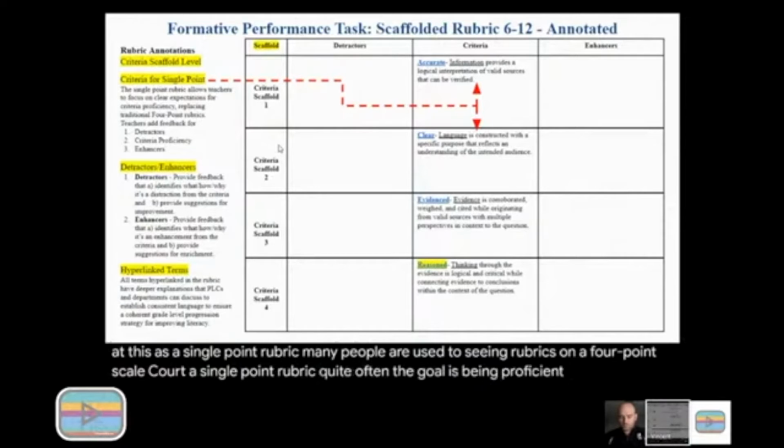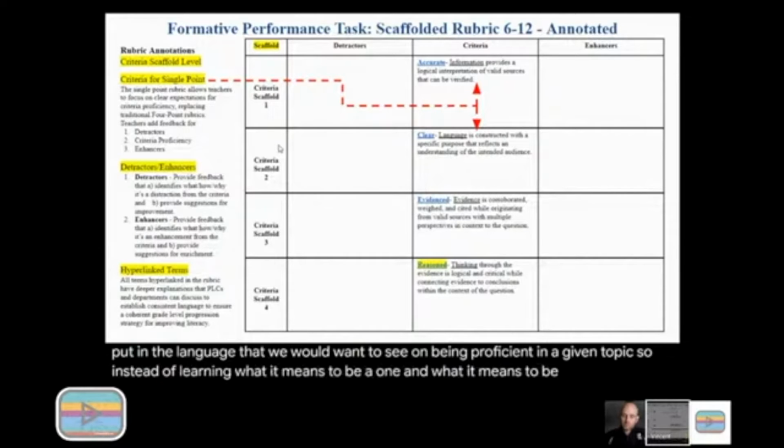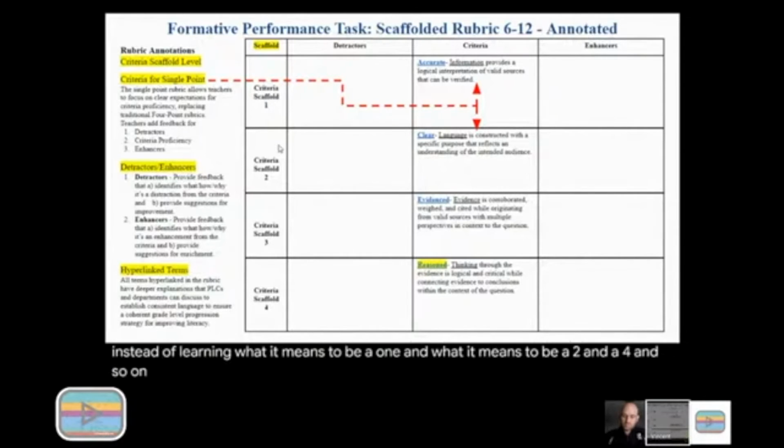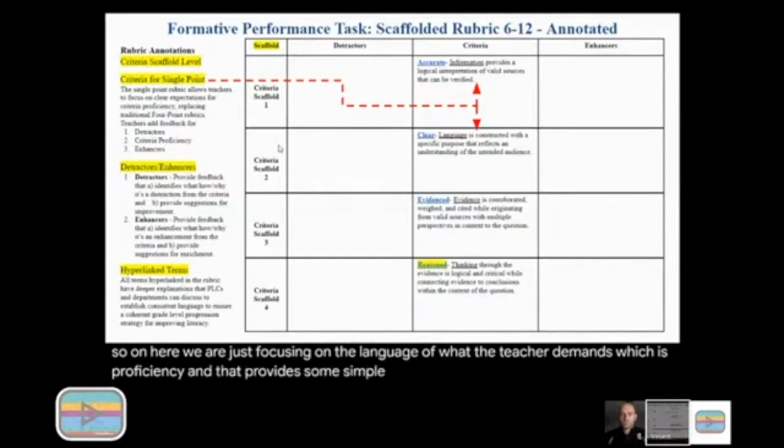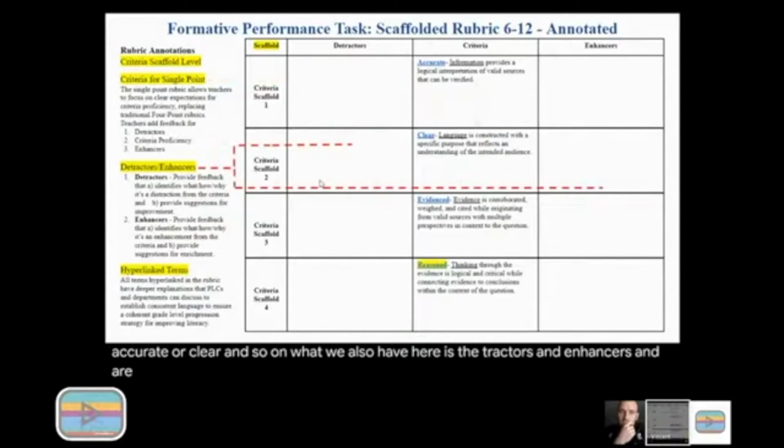We would simply put in the language that we would want to see on being proficient in a given topic. So instead of learning what it means to be a 1 and what it means to be a 2 and a 4 and so on, here we are just focusing on the language of what the teacher demands, which is proficiency, and that provides some simplicity with being able to do that. And the students don't have to necessarily learn multiple languages for what it means to be accurate or clear and so on. What we also have here is detractors and enhancers in our single point rubric setup.